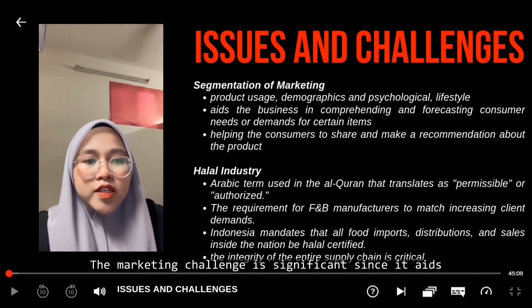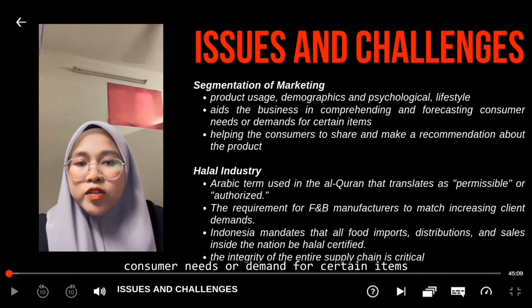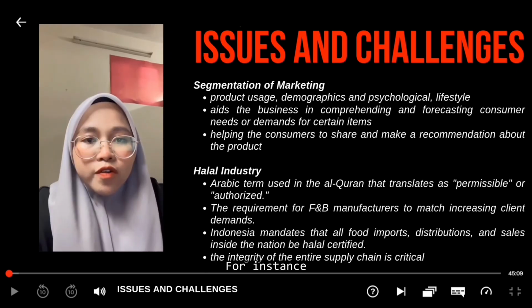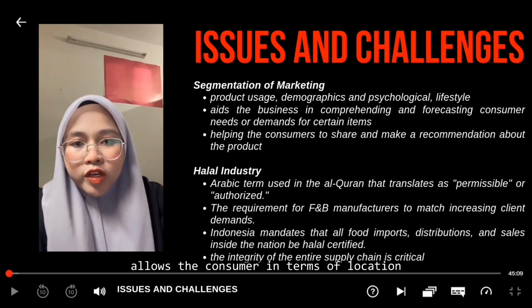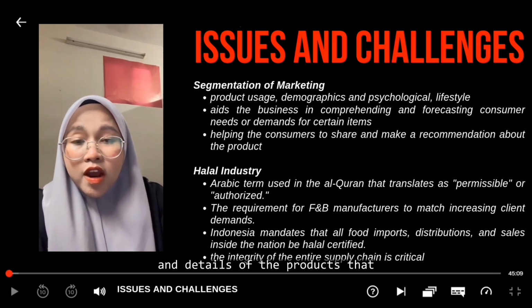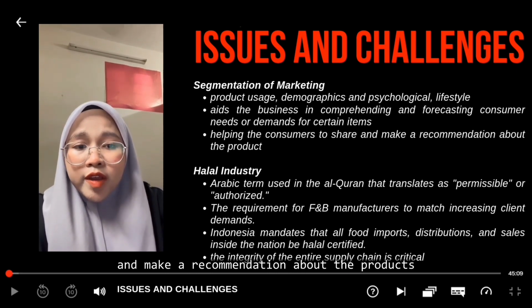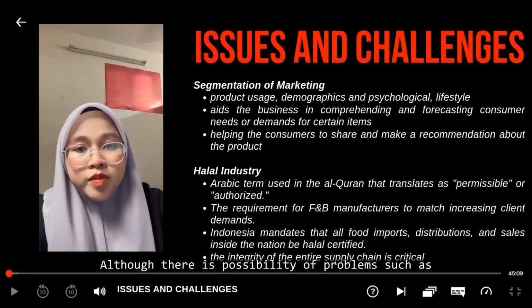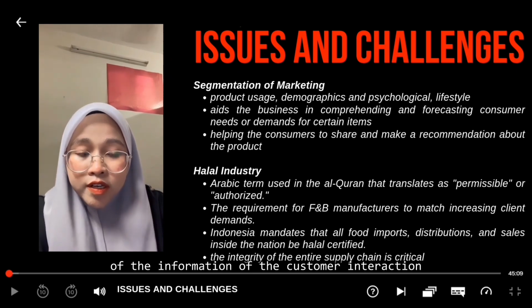The marketing challenge is significant since it aids the business in comprehending and forecasting consumer needs or demand for certain items. In addition to familiarity and brand preference, for instance, technology like e-commerce allows the consumer to see the location and details of products that cannot be seen physically, also helping the consumer to share and make recommendations about the product. Although there is a possibility of problems such as no privacy or less privacy of the information of the customer interaction.